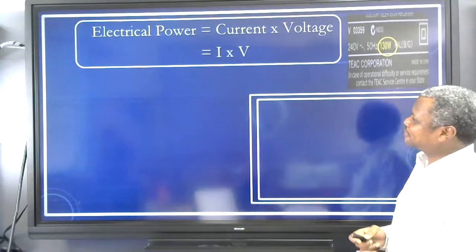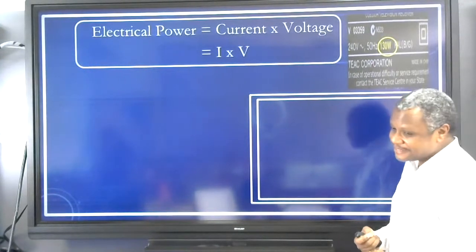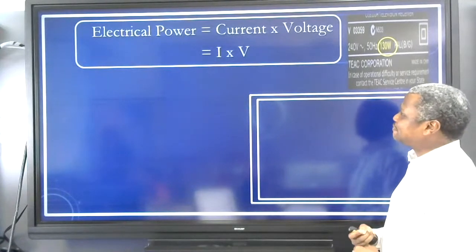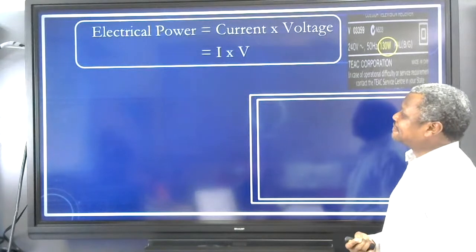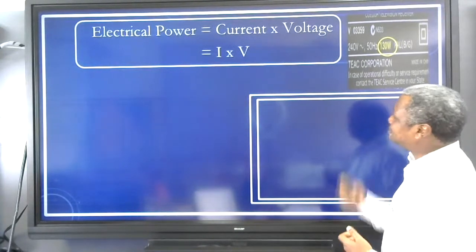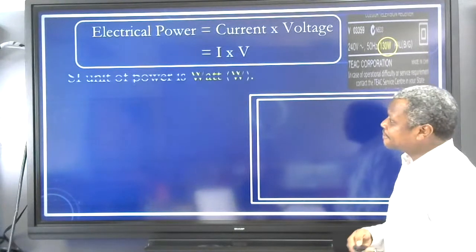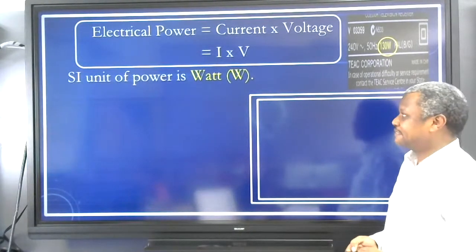Now, there's a formula to calculate electrical power. Electrical power is equal to current multiplied by voltage. The symbol we use for current is I, and the symbol for voltage is V. So the SI unit, as we have just said, is what is called the watt.